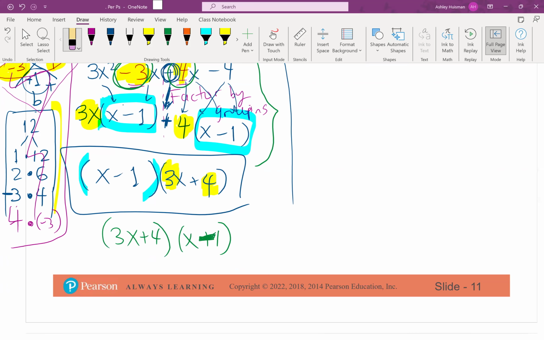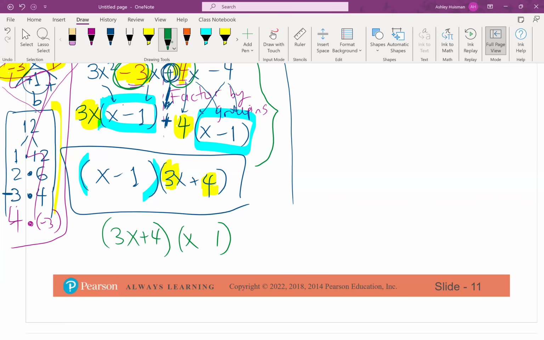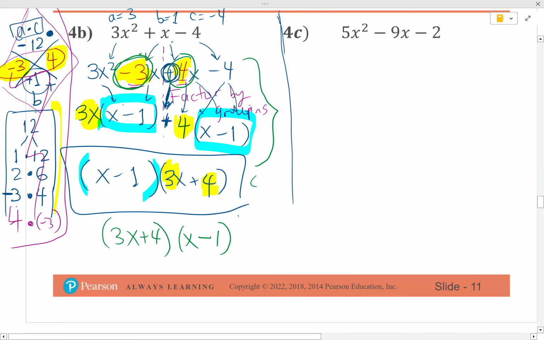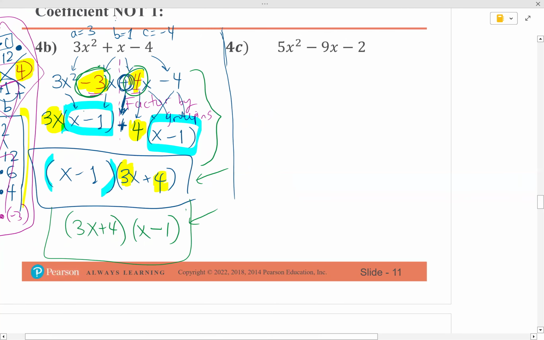So also keep that in mind if you're comparing answers with a friend or a classmate. If they get this and you get this, don't think you're wrong or they're wrong. It's the same thing. It doesn't matter what order the factors are in. And you can always check your answer by FOILing or multiplying it out. 3x times x, 3x times 1, 4x times, and so on.